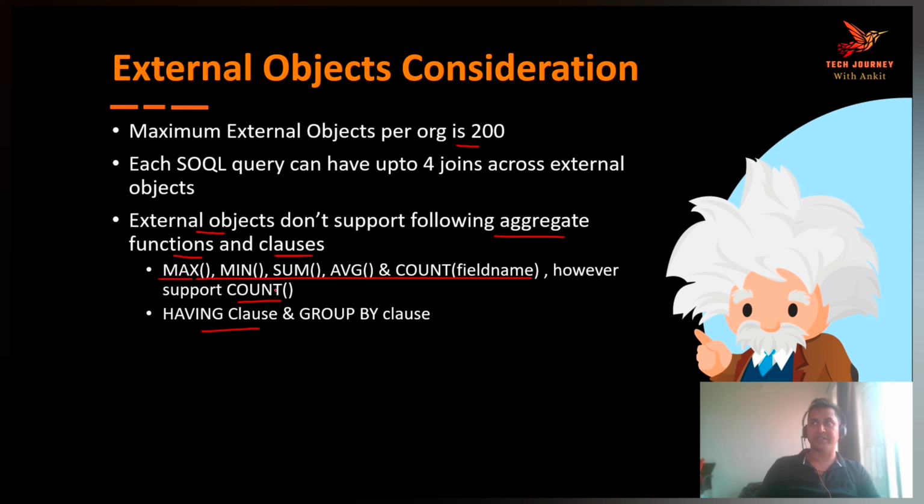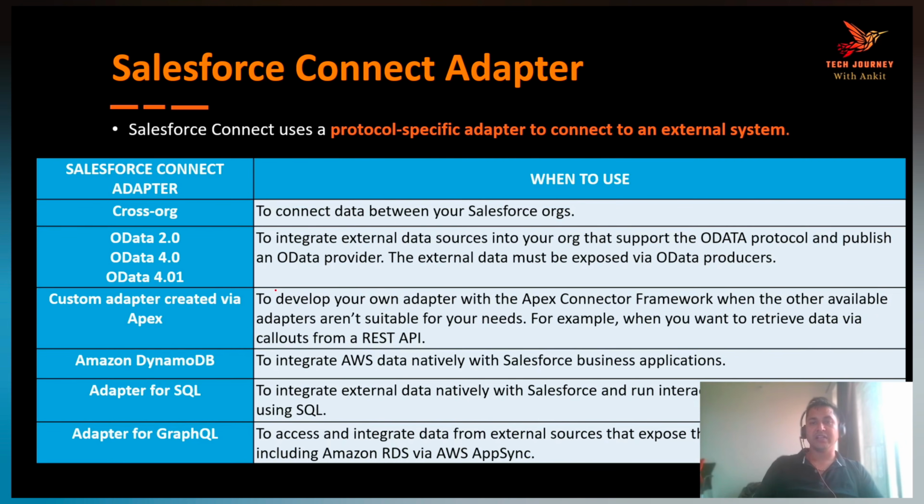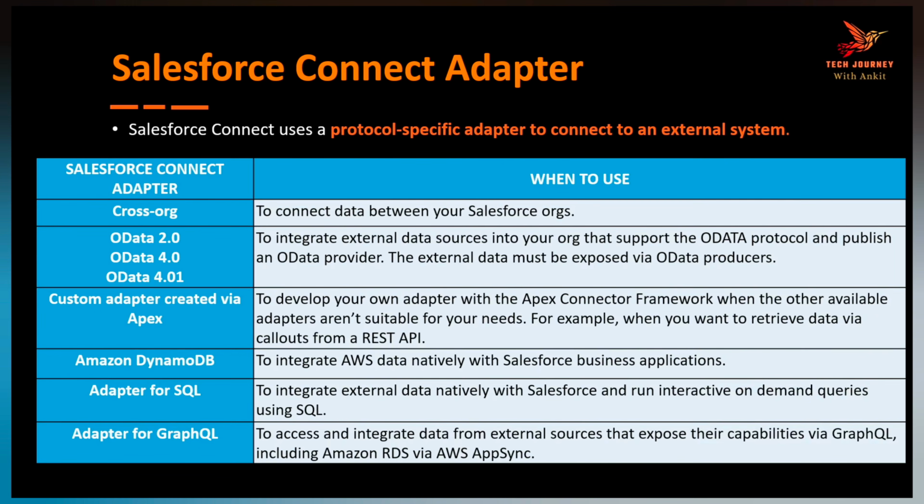Now, as I said, Salesforce Connect uses different adapters whenever you are working with external objects. The first adapter is the cross-org adapter. Cross-org adapter is helpful whenever you want to set up the connection between your Salesforce orgs. For example, you have two Salesforce orgs, S1 and S2, and you want to set up the integration between the two Salesforce orgs, then you should go for the cross-org adapter.